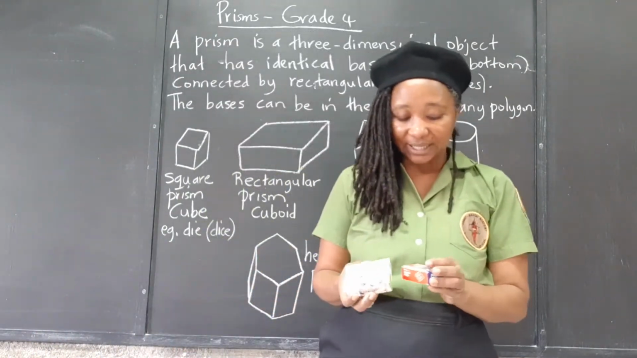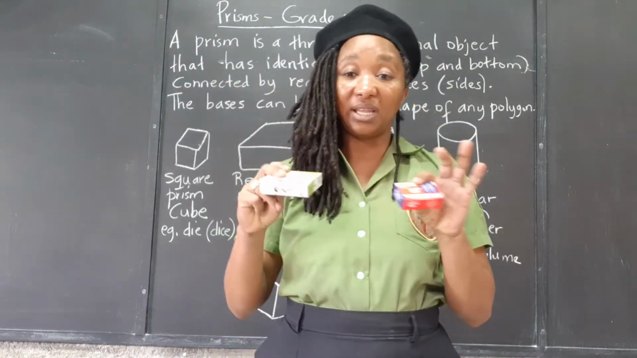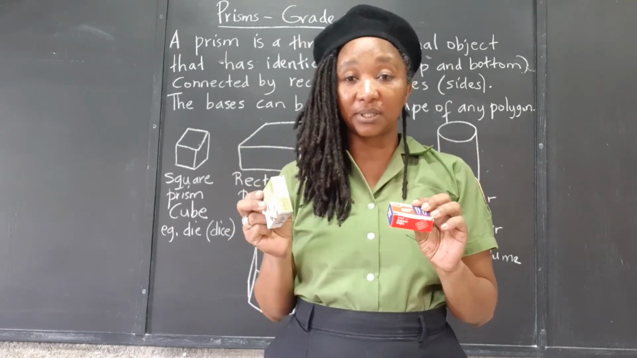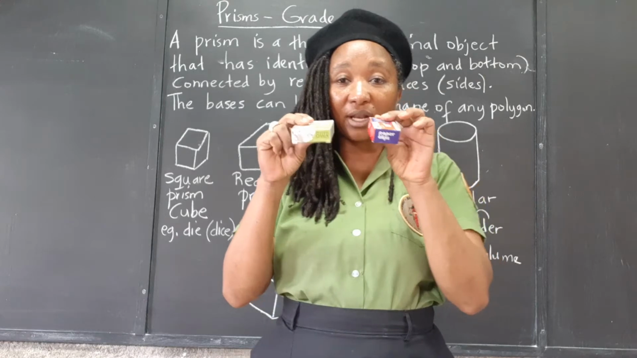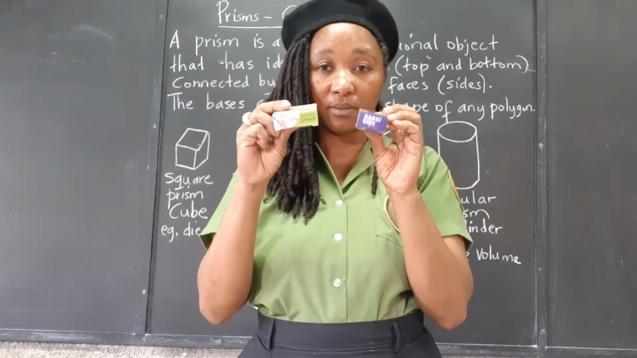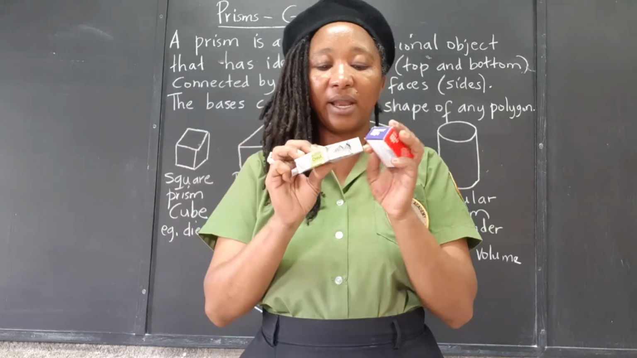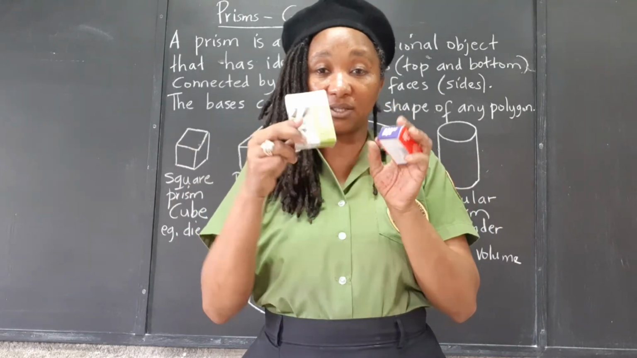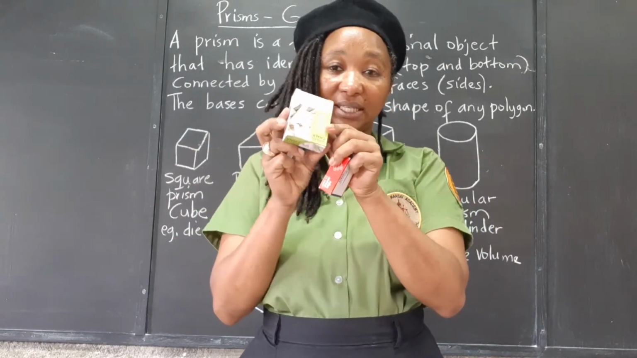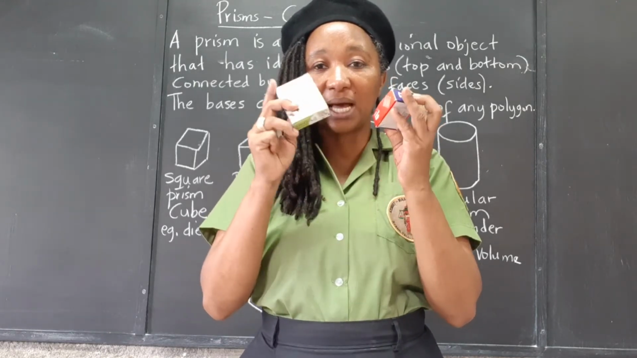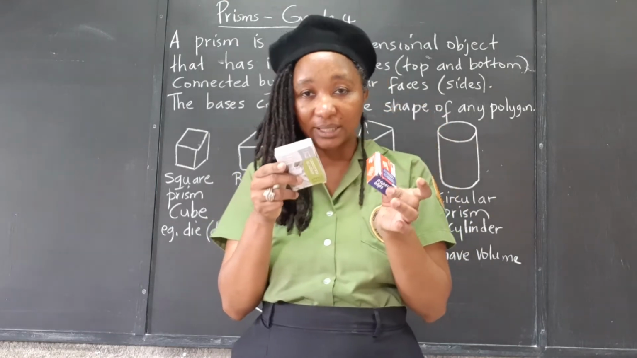So these guys, everybody agree these are prisms. These are rectangular prisms. So we have rectangular bases, rectangular tops, and they are connected by rectangular faces, right? 4 faces at the sides, and then we have the base and the top.